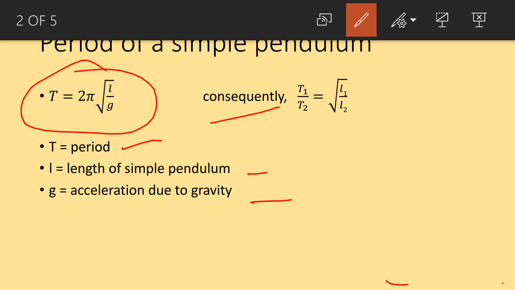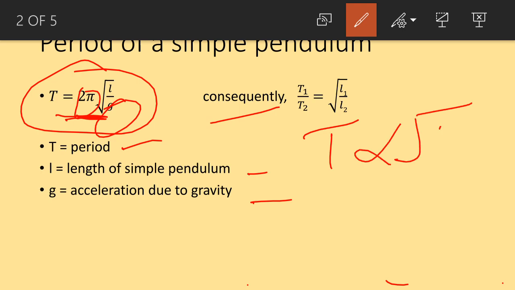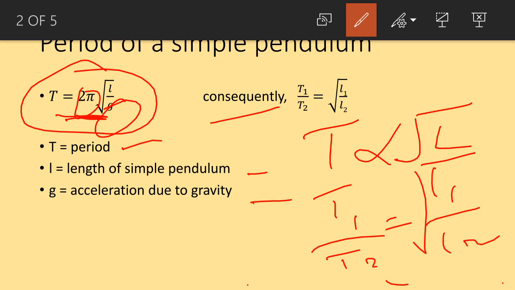How do we say that? If you look at this equation again, 2 pi is a constant and G is a constant, so the relationship between the period and the length is that T is proportional to the square root of the length. And if T is proportional to the square root of the length, then T1 over T2 is equal to the square root of L1 over L2.